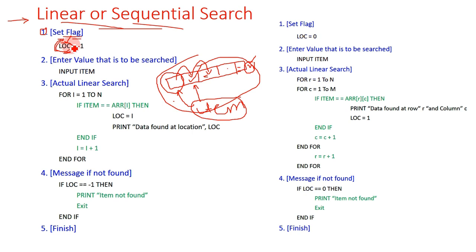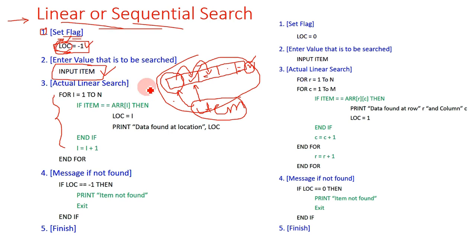So LOC serves two purposes. One is just like a flag: if the item is not found inside the linear search, the LOC value is not changed and a message will be displayed that the item is not found. But if the item is found, then LOC will store the index of the array at which the item is found. So in the first step we set the flag LOC with a value of -1. In the second step we enter the item that we want to search, input from the keyboard.